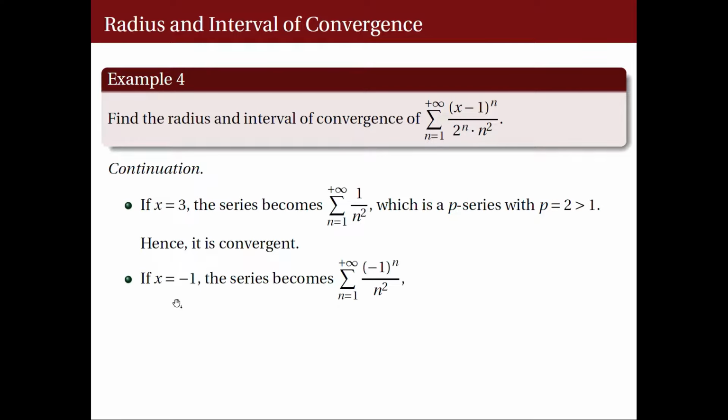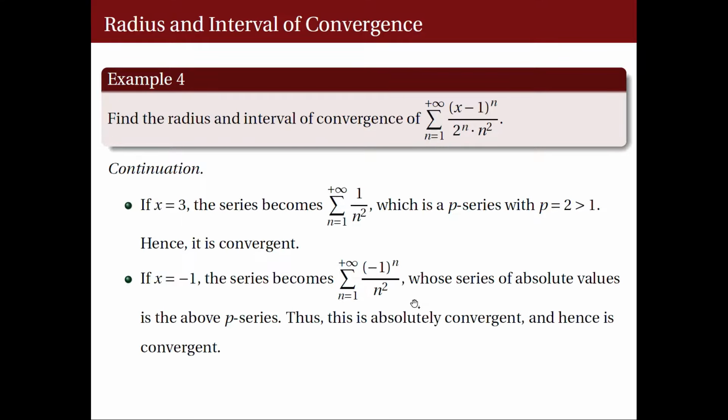Similarly, for x is equal to negative 1, the series becomes the sum of (negative 1)^n over n squared, n is equal to 1 to positive infinity. If we take the absolute value of the terms of this series, notice that it will become the series above. Therefore, this is an absolutely convergent series, and hence a convergent series.